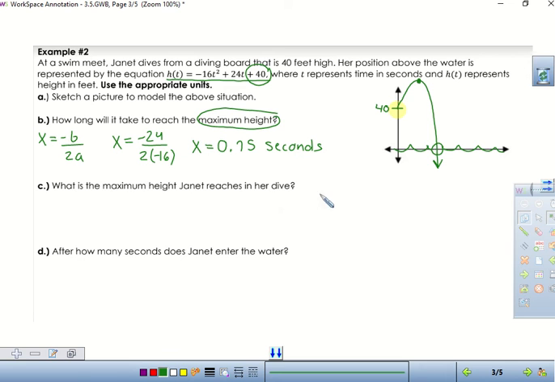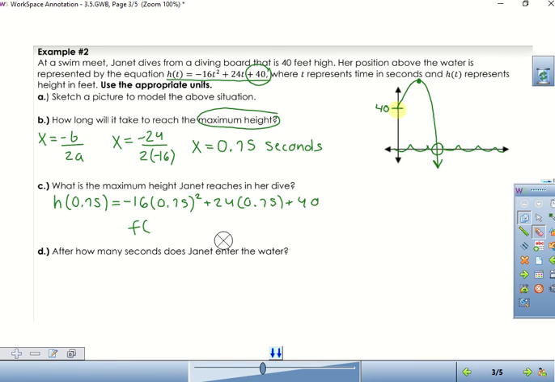So what is the maximum height she reaches? We want to know what the actual height is. So we have to plug the time into the formula. We're going to take our formula and plug in the time at which she reached the maximum height. I'm so used to writing f of x, but it's h of x, or h of t. The calculator's going to do all the heavy lifting for me.